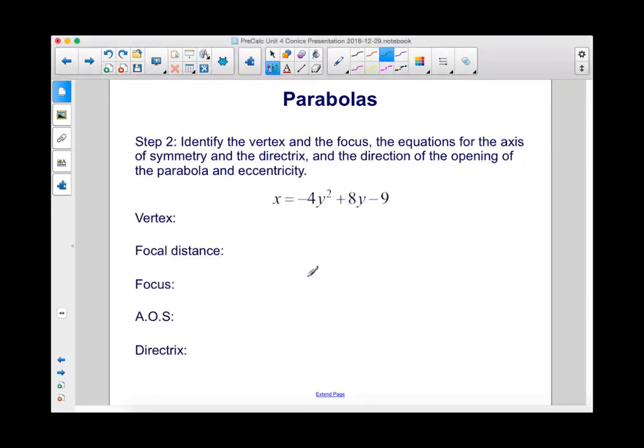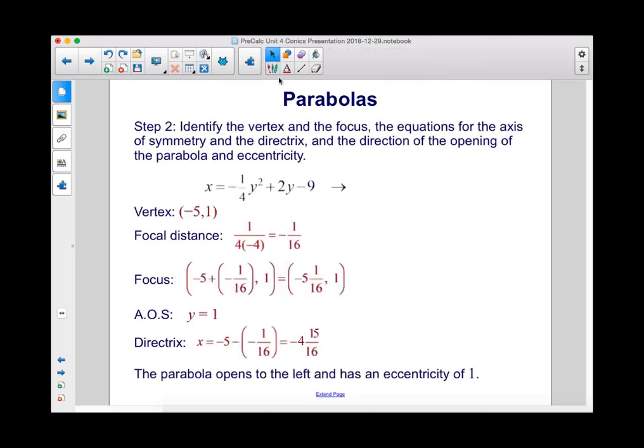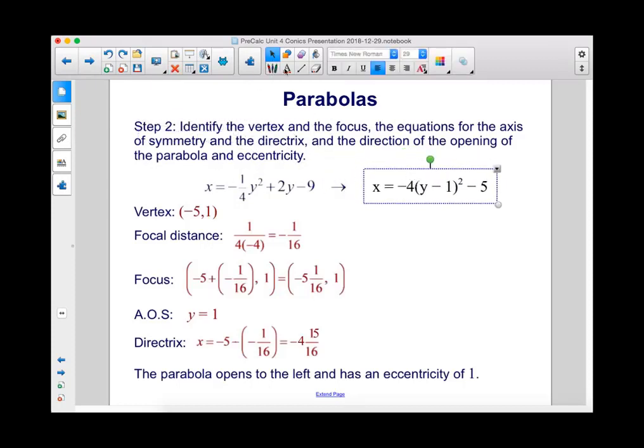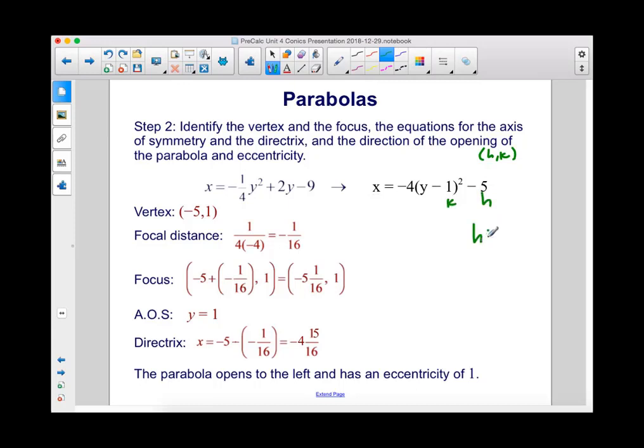Step 2. Identify the vertex and the focus, the equations for the axis of symmetry and the directrix, and the direction of the opening of the parabola and eccentricity. Alright, so in step 1, we converted this into vertex form. So I'm just going to paste that in here. The vertex is at h comma k. Because this is x as a function of y, this is k and this is h. So h is -5 and k is +1. Therefore, the vertex is at -5, 1.